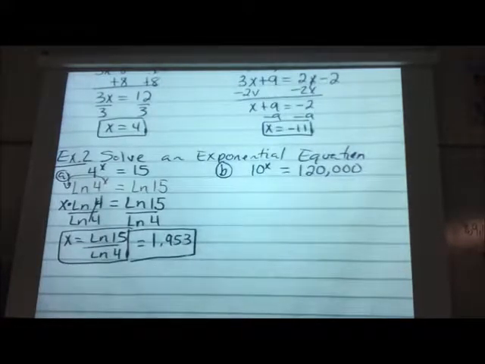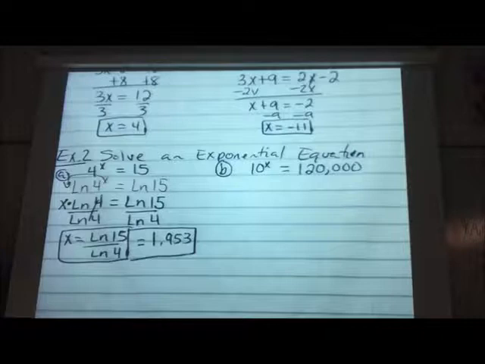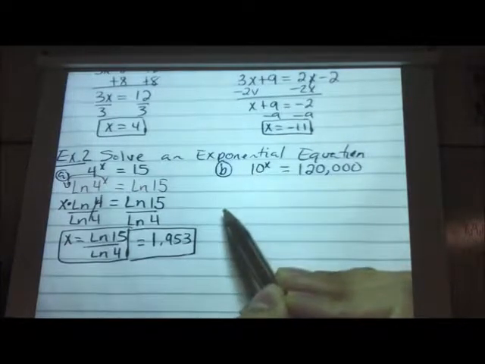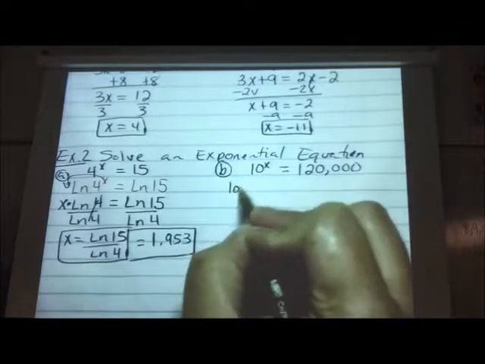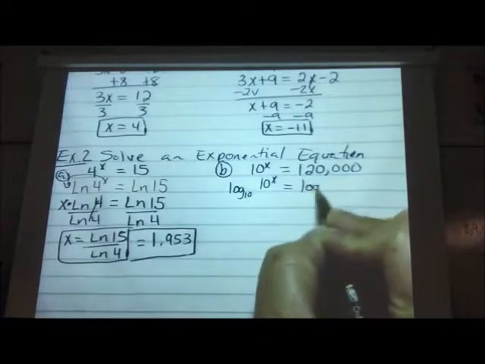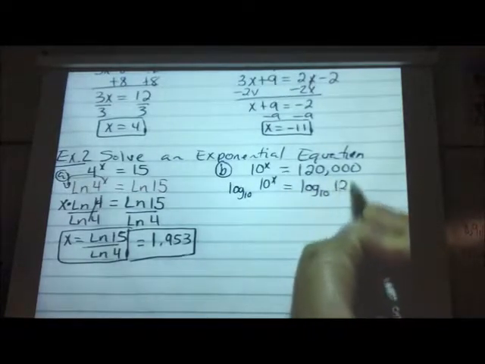Now, the next problem. 10 to the x equals 120,000. Another way that we could solve for this, not the ln, but we could use logs. Now, here goes my question. If I want to get rid of the 10, what does my base have to be? 10. So we have learned that if I put log base 10, and I'm putting the 10 to the x, equals log base 10, 120,000.